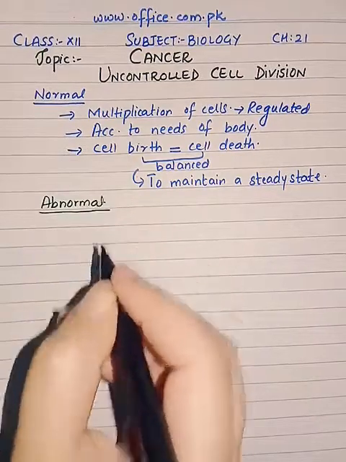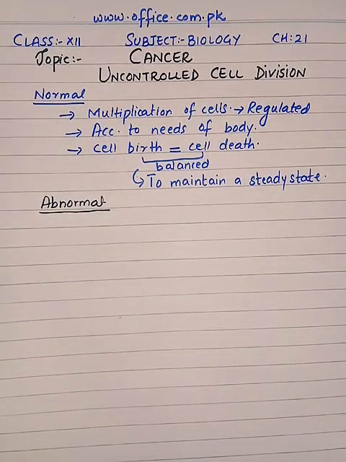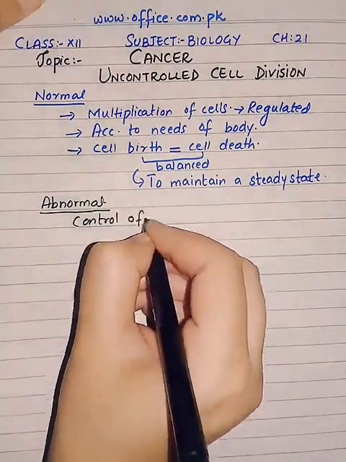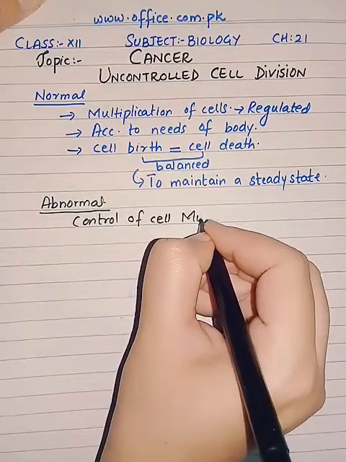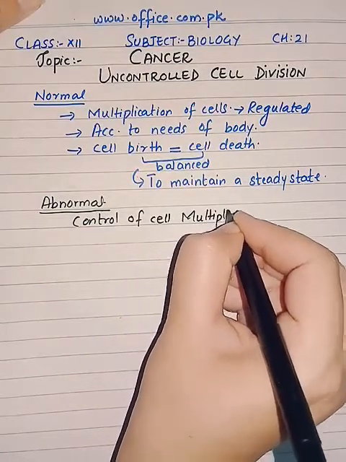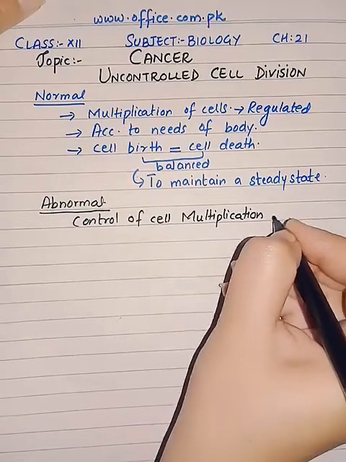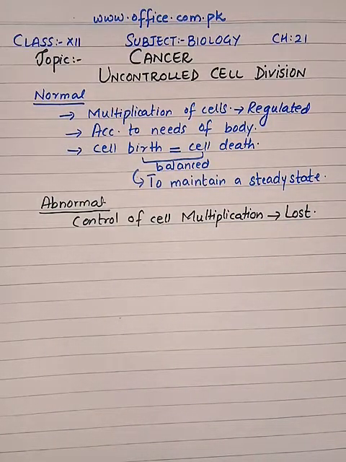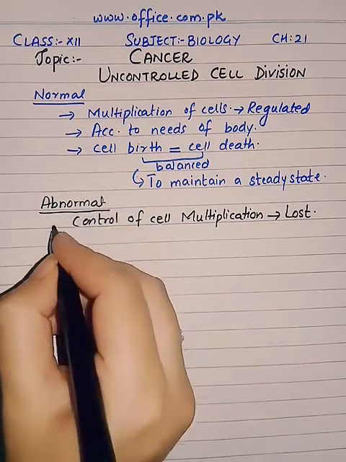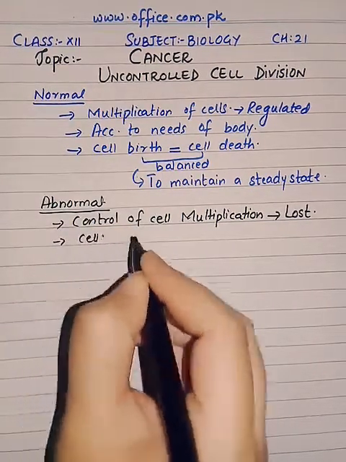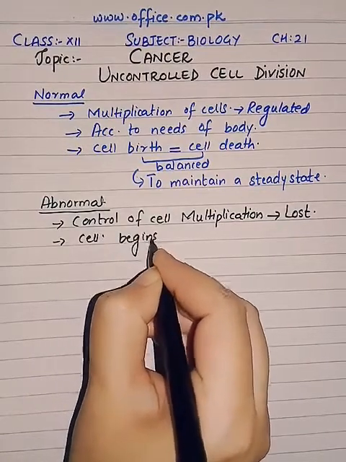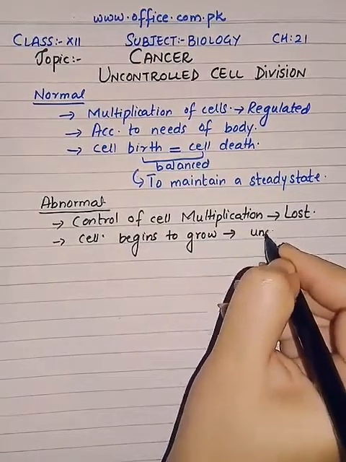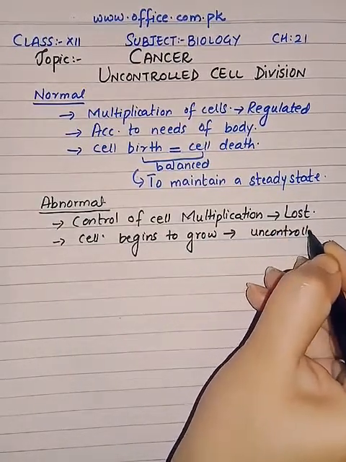Sometimes what happens, now we'll talk about the abnormal situation, is that the control on the regulation of cell multiplication is lost. As soon as the control is lost, the cell begins to grow in an uncontrolled fashion.